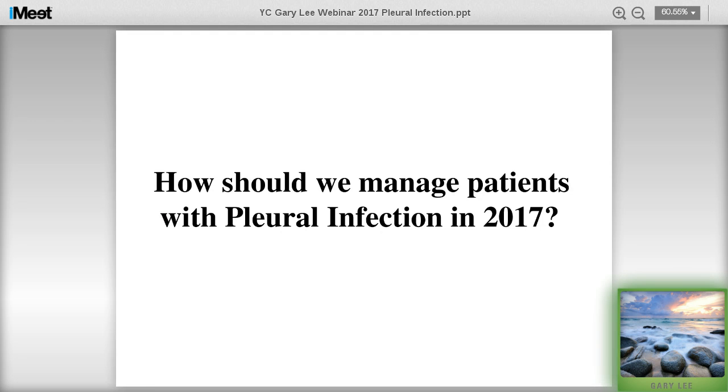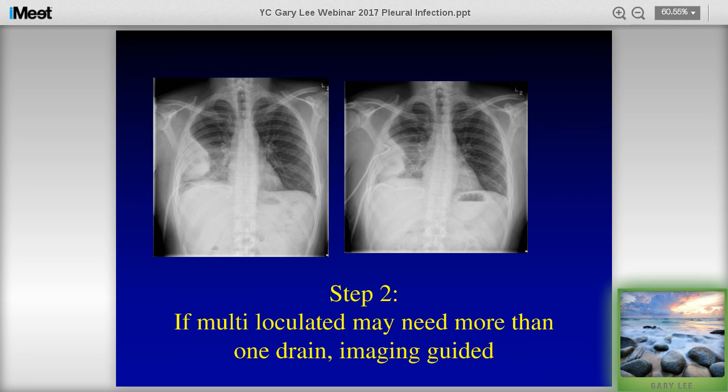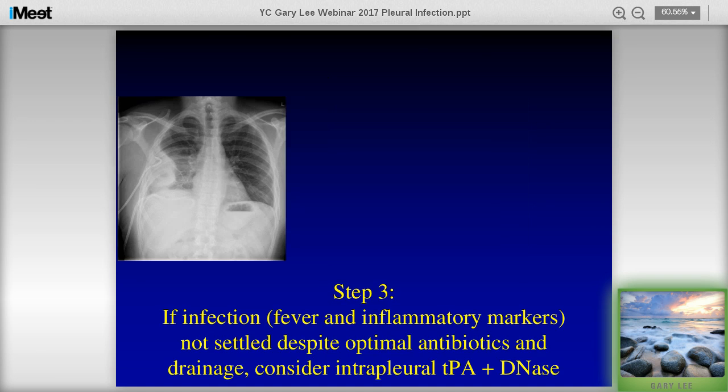So in summary, how should we manage patients with pleural infection in the year 2017? Antibiotics and chest tube drainage is still very important, like in this patient with multiloculated pleural infections. Sometimes if you find that you put in one chest tube and it hasn't worked, you might need another one imaging guided in order to target the other locules.